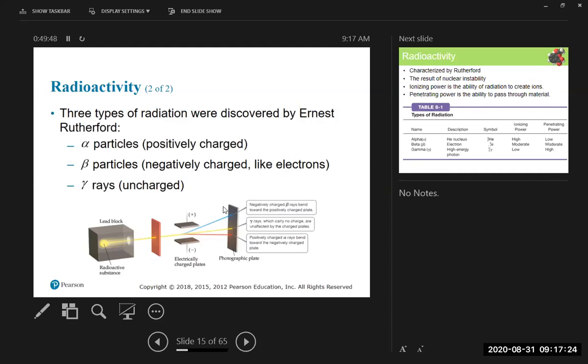You see another kind of common theme here at the bottom, where they use electric fields, in this case electrically charged plates, to kind of bend stuff. The stuff will bend up in this example if it's negatively charged. Once again, opposites attract. If there's no charge, it just goes straight through. If it's positively charged, it'll go down towards the negative plate.